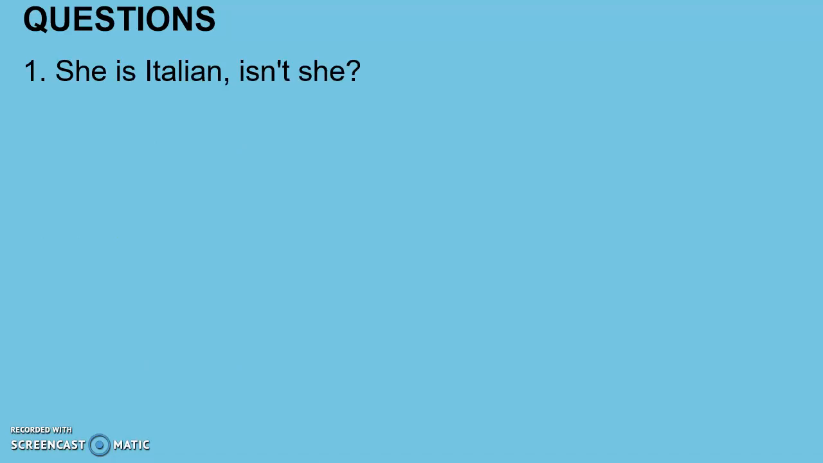The first question, she is Italian, isn't she? For us to identify whether this is a positive question tag or a negative question tag, we look at the first part of the sentence. She is Italian. So she is Italian is a positive sentence. Therefore, the question tag here is a negative tag.